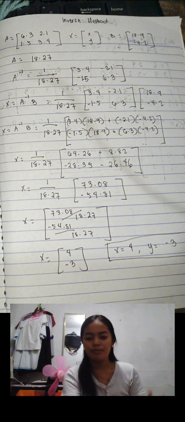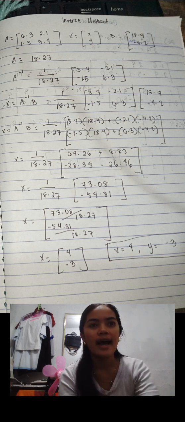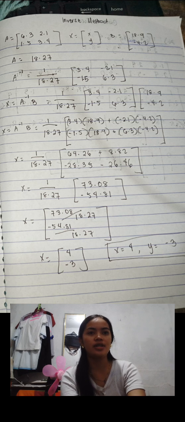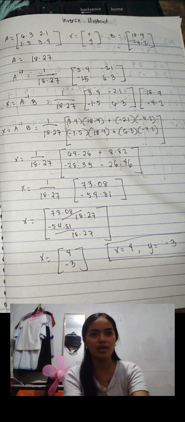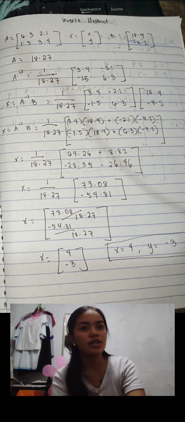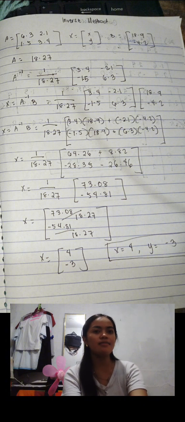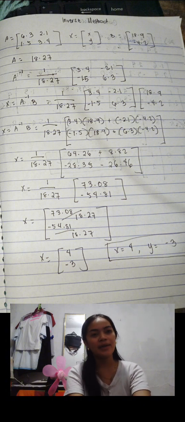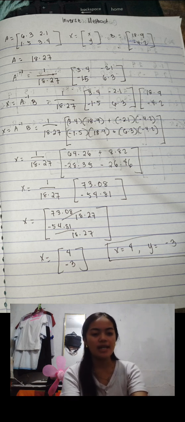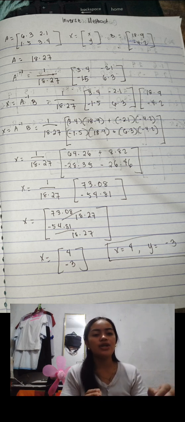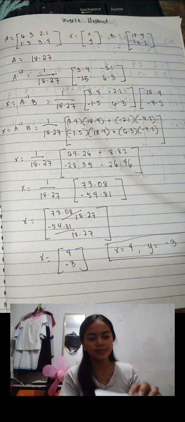After performing the matrix multiplication, we have the answer, which is 73.08 and negative 54.81. You then multiply this by 1 over 18.27. After getting the product, we have our x and y, where x is equal to 4 and y is equal to negative 3. So that is how we solve this item using the inverse method.